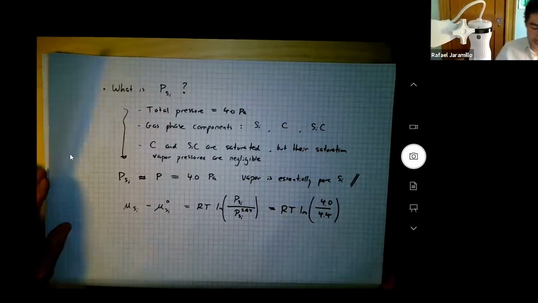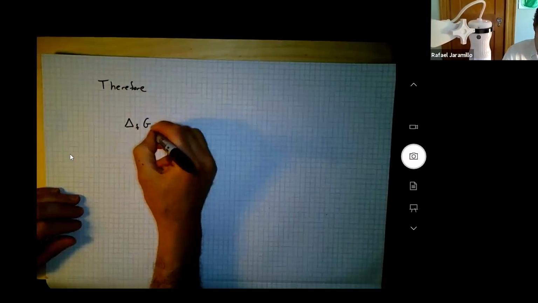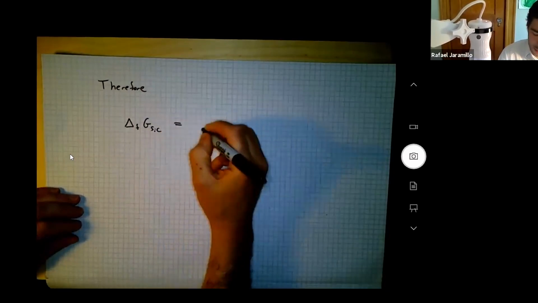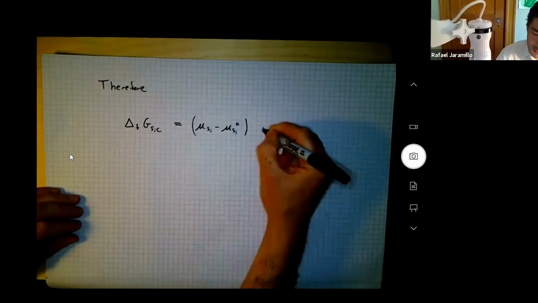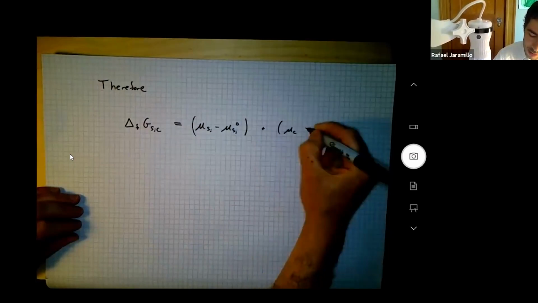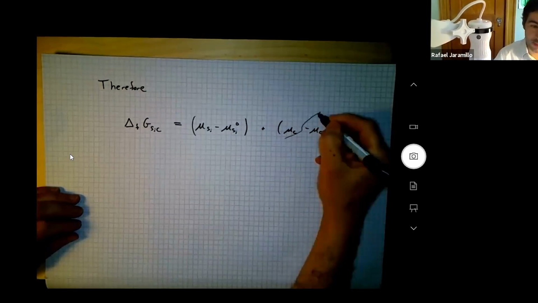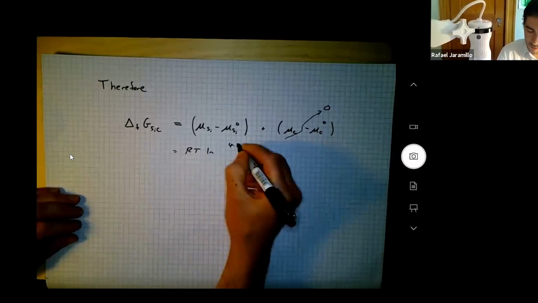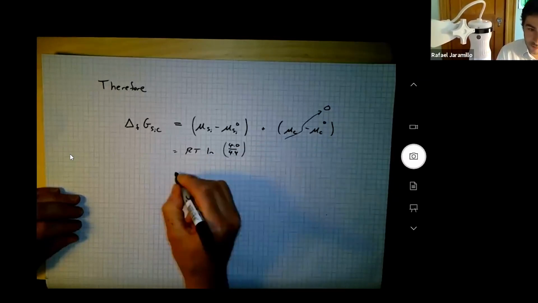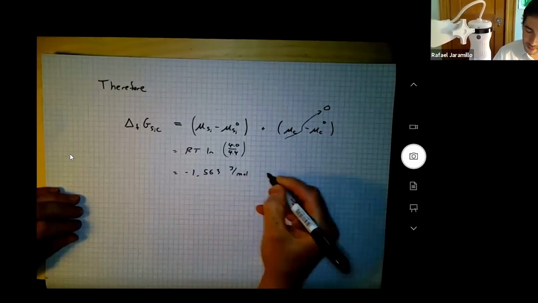So I'm putting it all together. Therefore, delta formation G of silicon carbide is two terms: the chemical potential of silicon minus the chemical potential of silicon in its reference state, and the chemical potential of carbon minus the chemical potential of carbon in its reference state. And that's 0. And this is RT log 4.0 over 4.4, which happens to equal minus 1,563 joules per mole. That's the answer.